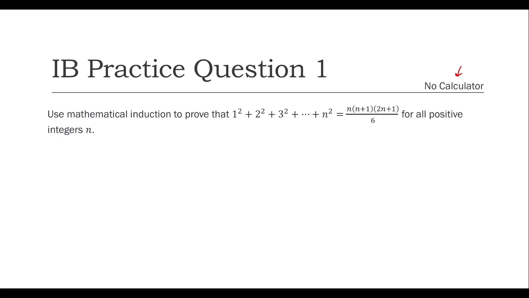So we'll start with our basis case. So for our basis case, we have 1 squared equals n, which is 1, times (n plus 1), so 1 plus 1, times (2 times 1 plus 1) over 6. So our 1 squared is 1 equals 1 times (1 plus 1), which is 2. 2 times 1 is 2 plus 1 is 3, over 6. So 1 equals 1 times 2 times 3, which is 6, over 6. 1 equals 1. So this is true for our basis case. So now we'll do our induction.